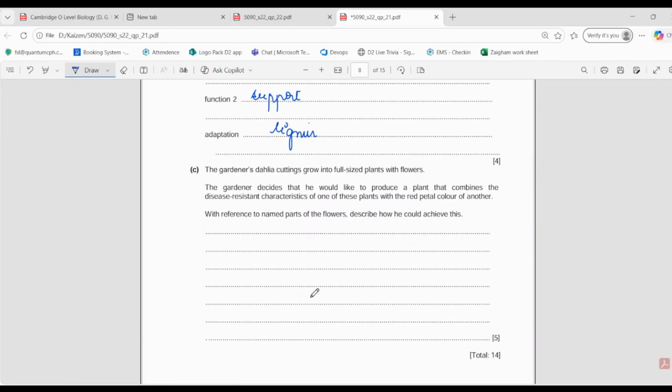With reference to the named parts of the flower, describe how you can achieve this. Okay, what do we need to achieve? The gardener decided that he would like to produce a plant that combines the disease-resistant characteristics of one of these plants with the red petal color of another. How would you achieve this? Simple. That would be artificial selection. Okay, and how is artificial selection done? Now you have to give all the 4 points involved in artificial selection. What are the points of artificial selection?